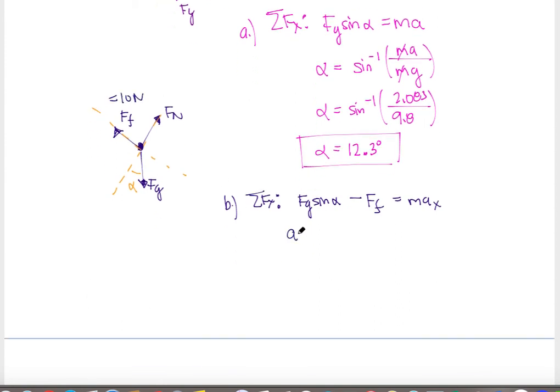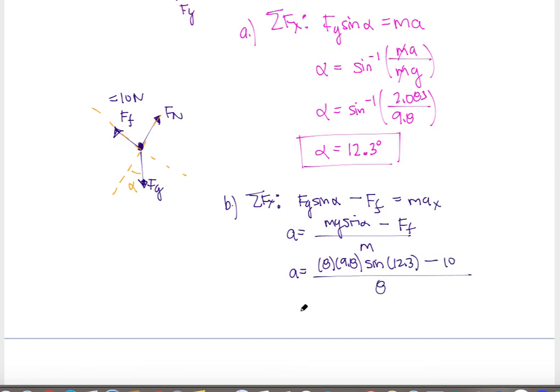So my acceleration is going to be mg sine alpha minus force of friction all over mass. So I'm going to substitute here. I have 8 kilograms times 9.8 times the sine of 12.3 minus 10 all over 8 kilograms. So plugging this into my calculator, we get an acceleration of now 0.838 meters per second squared. So it makes sense because this is a lower acceleration than before because we have friction slowing us down.